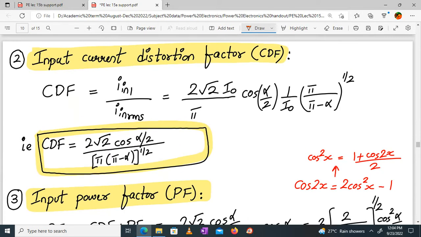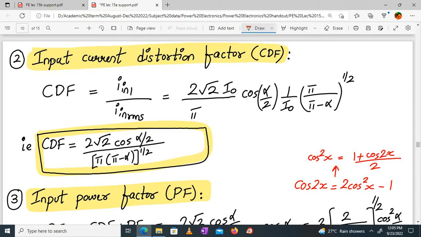We are going next. Write down input current distortion factor. Current is distorted, right? So we have to calculate that factor. Input current distortion factor. Write down. Its short form is CDF. Write down the main formula, I in of 1 divided by I in RMS. Don't write this complex equation.